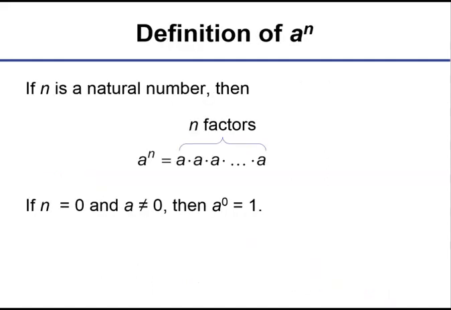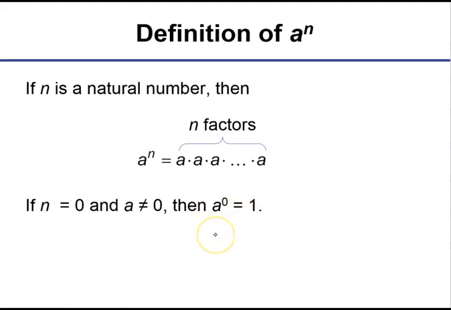Now here's the definition that's going to be helpful in any math class. If n is a natural number, then n factors of a is considered a to the n. You know this is a classic exponent, right? So a to the n is a times a times a, n times. But what is really important to know is that a to the 0 is equal to 1.